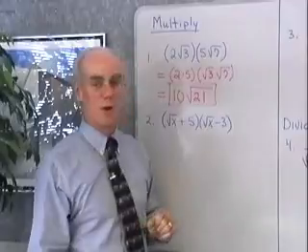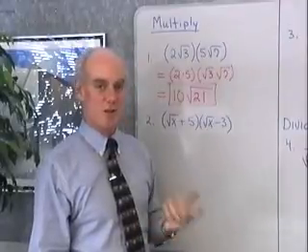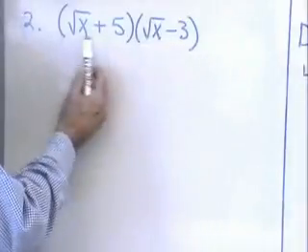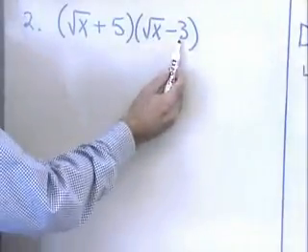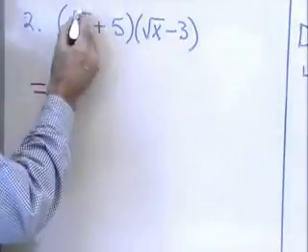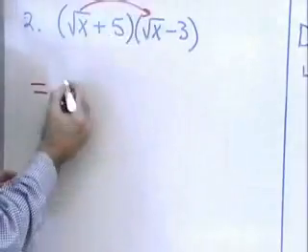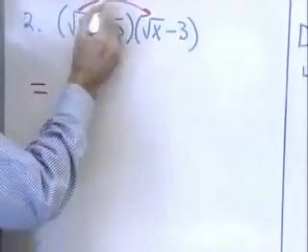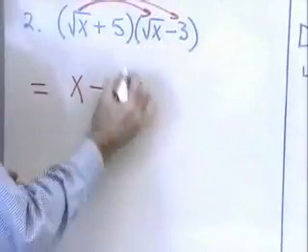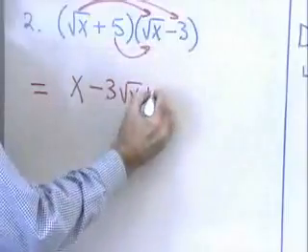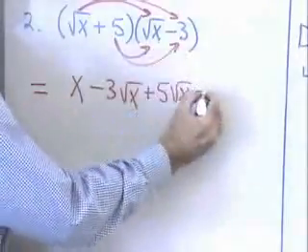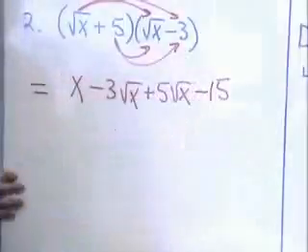Let's look at one where we multiply two radical expressions that have the same form as binomials. Square root x plus 5, square root x minus 3. I'm just going to multiply as if these were two binomials. Square root x times square root x will be x. Square root x times negative 3 is minus 3 square root x. 5 times square root x is 5 square root x. And 5 times negative 3 will be minus 15 there.